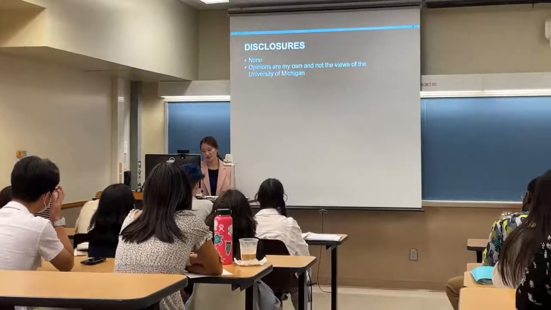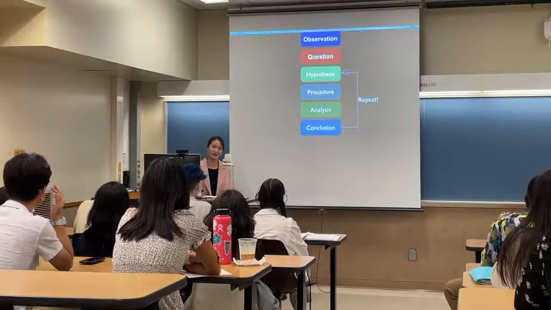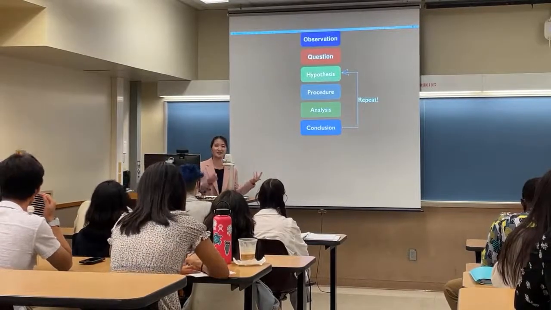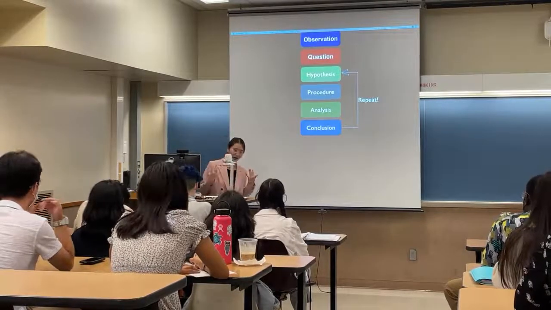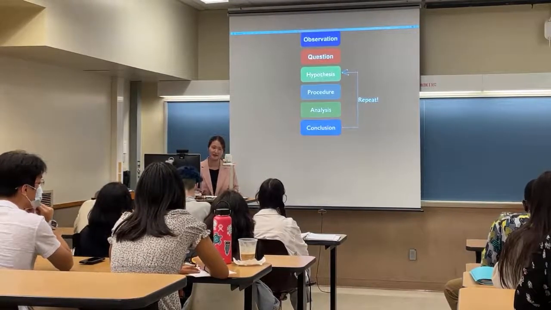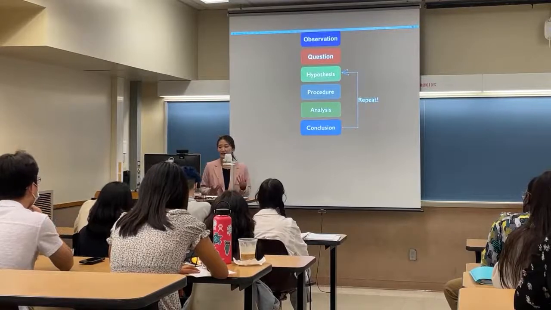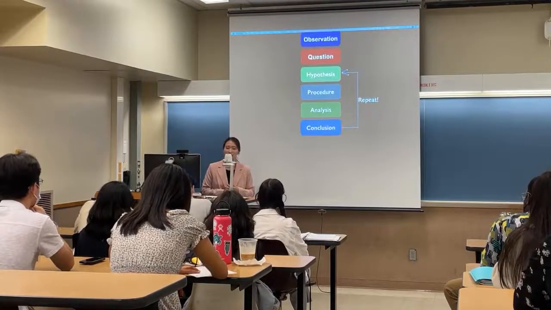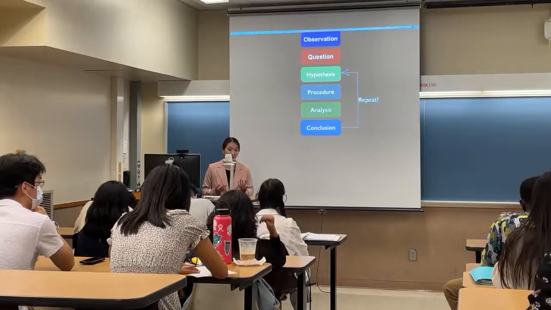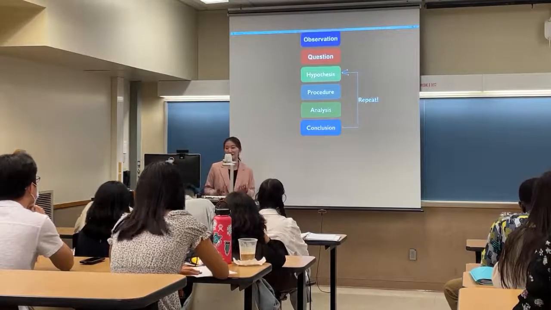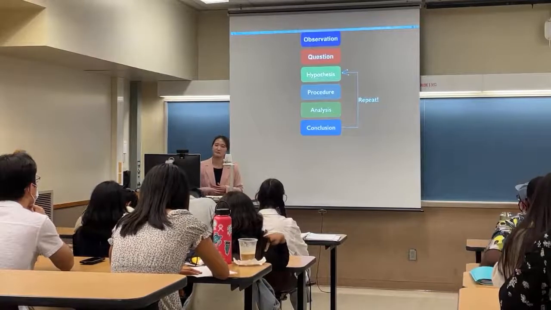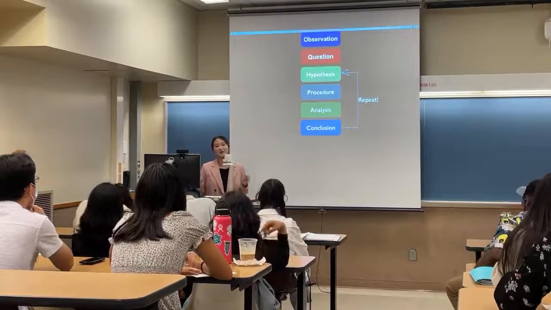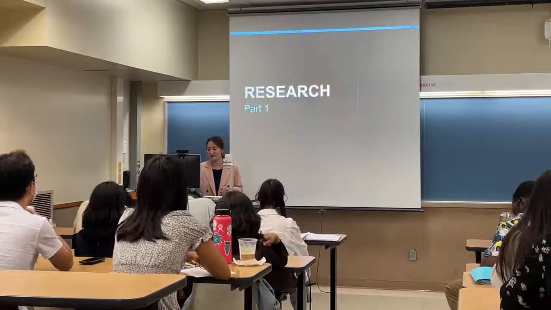So no disclosures. Obviously you guys are probably very familiar with this chart. For any experiment, you have the observation, you come up with a question, you create a hypothesis, you do a bunch of experiments to test your hypothesis, and then come up with some results and conclusion, and oftentimes you have to repeat this process over and over again. So I'll basically be talking about how you can look at your life in this lens as well.